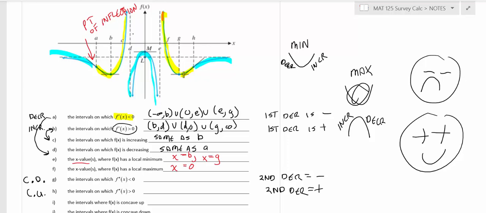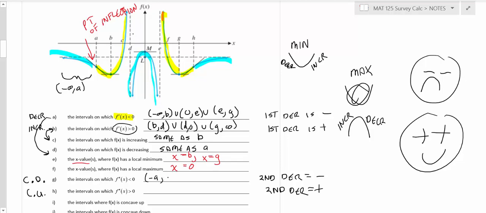The slope's getting smaller. Another way to look at it is this way. See, in concave up, see how my tangent line is below the graph? Concave down, I'm above the graph. That tangent line's above the graph. That's how you can distinguish between those two things. Okay, so here's how you would name this then. So concave down would be this part right here. That would be negative infinity until we get to A.